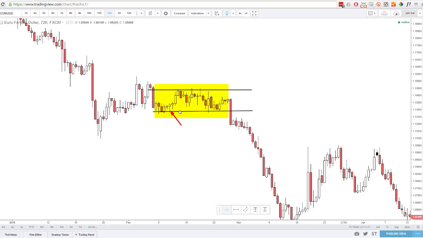Buyers pulled back up. Again, the candle that came right after it: sellers tried to push down, couldn't maintain that move, and buyers pushed them back up. Then we have two strong bullish candles, and then a strong bearish candle.